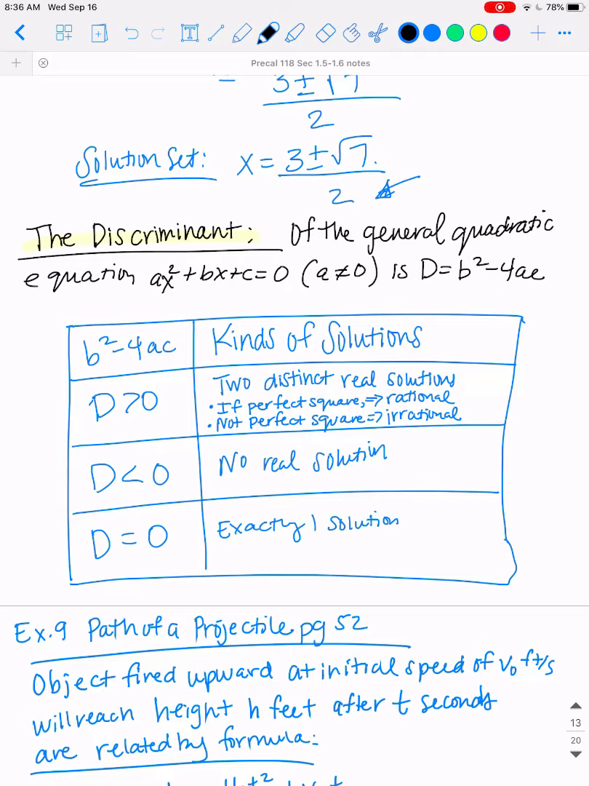If d equals 0, that means we have exactly one solution. And it follows the same thing from when d is greater than 0 with if it's a rational or irrational solution.